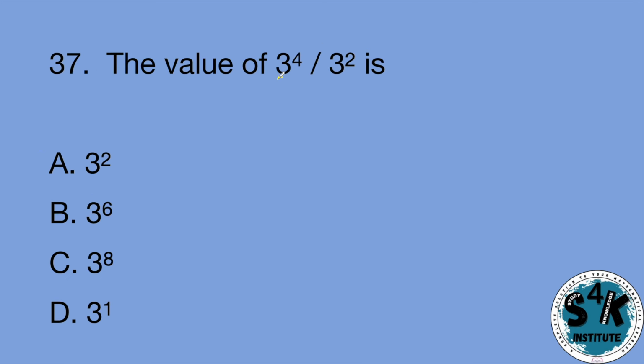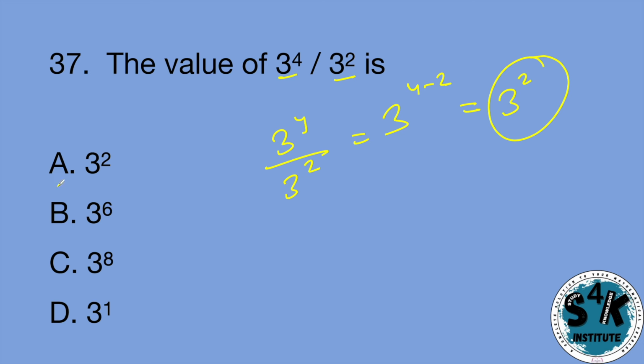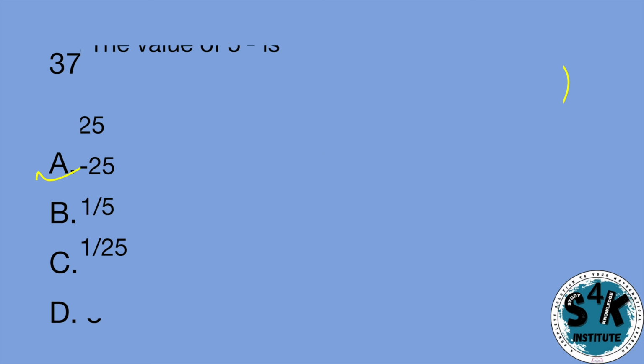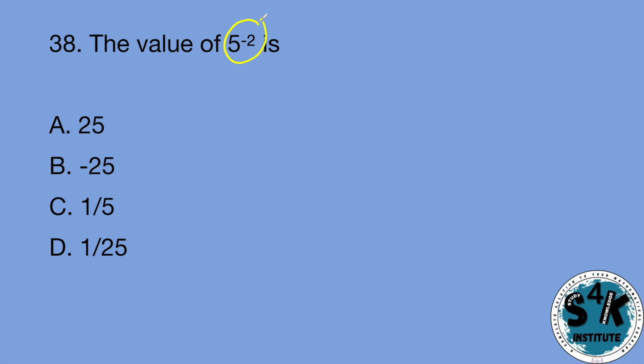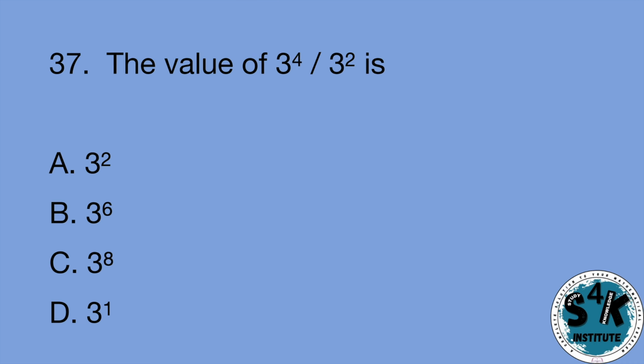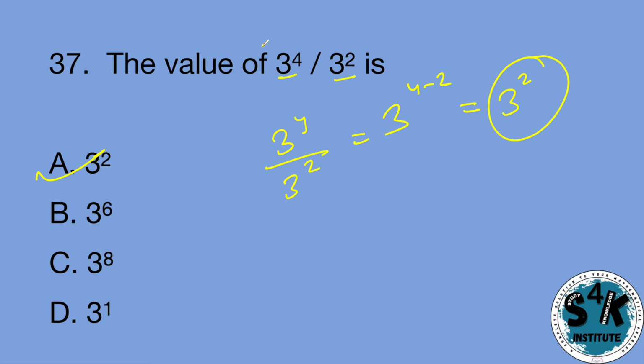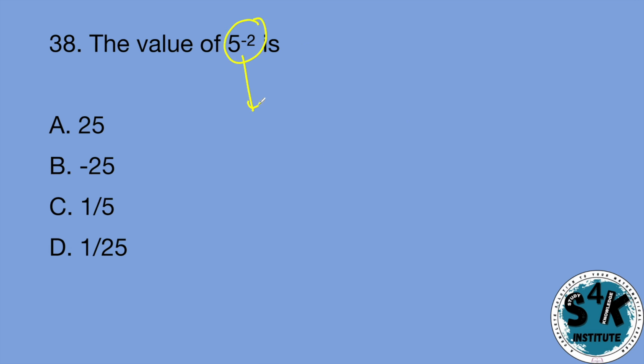Here bases are same and they are getting divided. So when bases are same and they divide, the powers get subtracted, so it becomes 3 raised to the power 2. So answer is A. Now 5 raised to the power minus 2. In the previous one we did what? When we took 3 to the other side, it becomes negative, and we have a negative term in the numerator. What if I take this down, it becomes positive, so it becomes 1 over 25. So answer is 1 over 25.